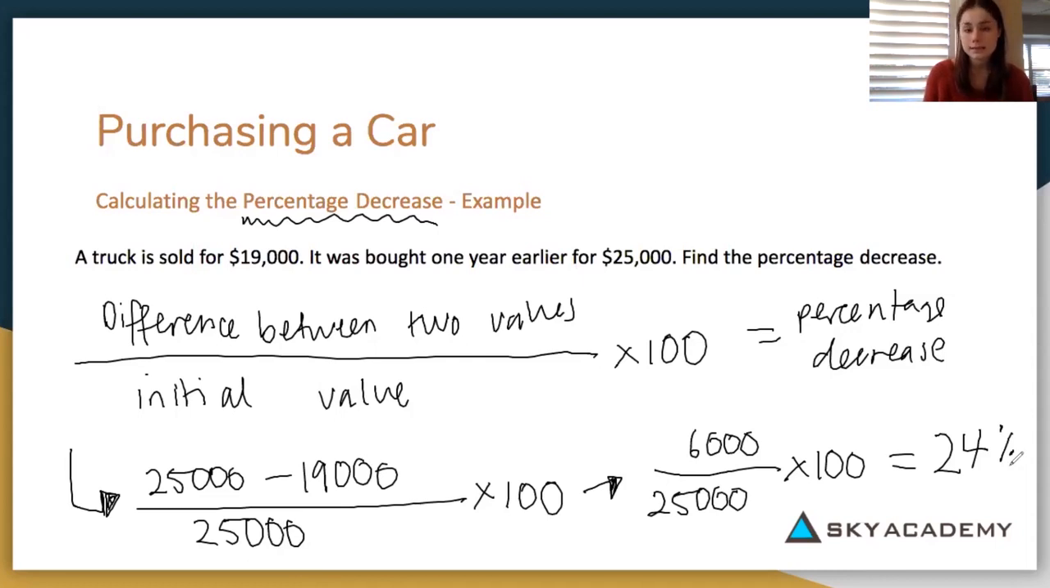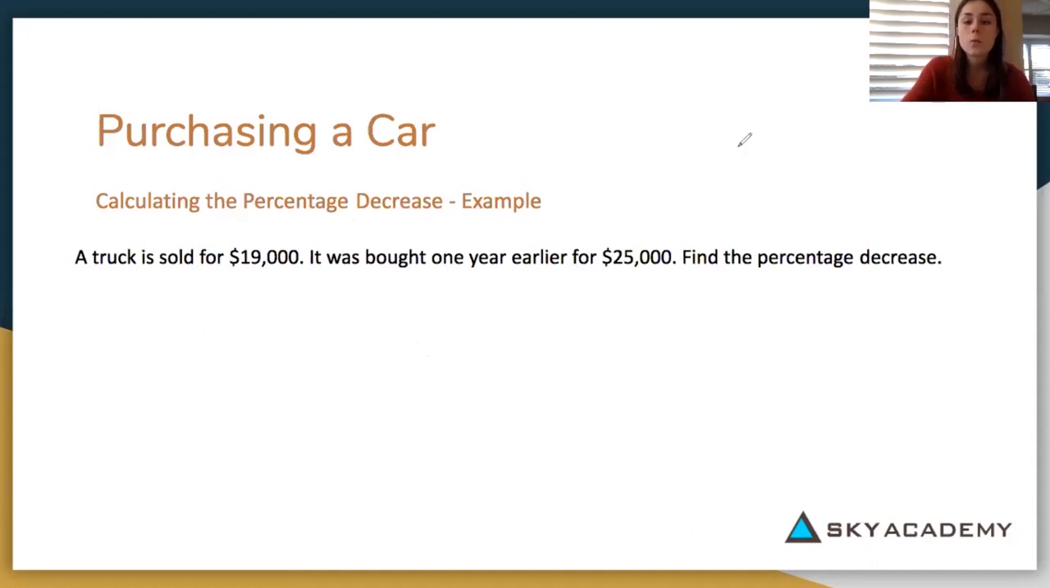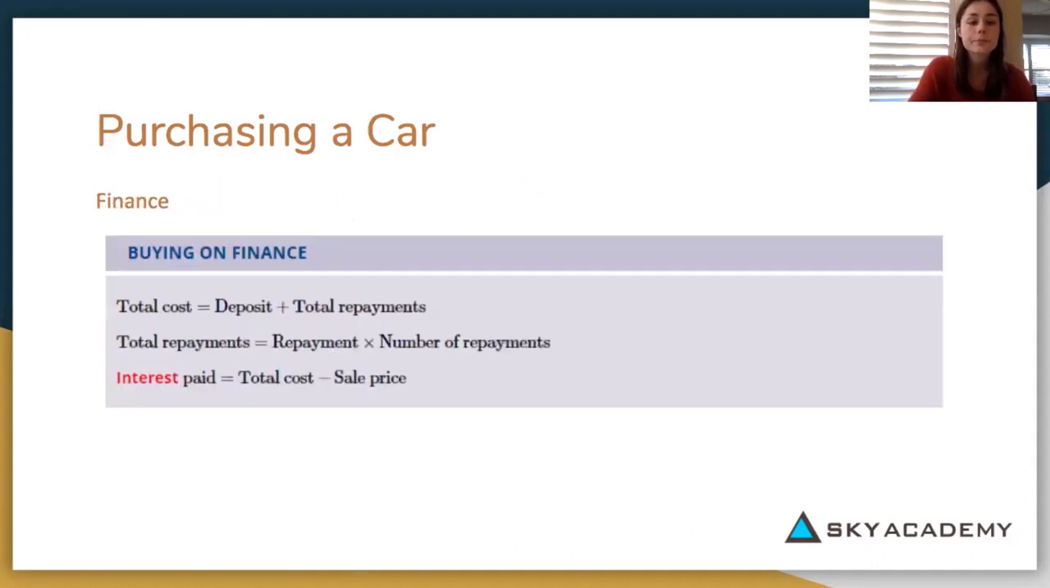So let's have a look at some more questions to do with cars. When you're buying a car on finance, it means you're borrowing money or you're paying the car off over time. And so you're not paying it off in one go, you're paying it in repayments. And so the total cost of paying off a car is the deposit, the initial payment of the car, plus the repayments. And the total repayments is the repayment times the number of repayments.